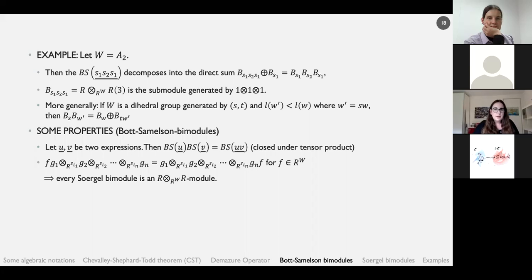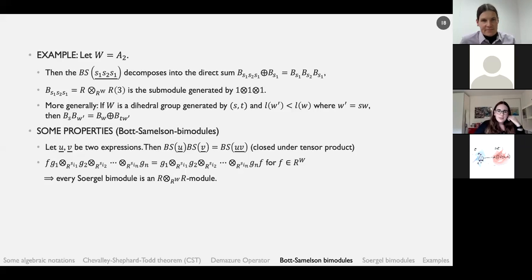If we look at those two expressions, if we take F and multiply it by n GIs, all composed with the tensor product, it basically says that it does not depend on whether we put the F in front or at the end, if F is in RW. So this fact basically says that every circle bimodule, any Bott-Samuelson bimodule, is actually an R tensor product R module.